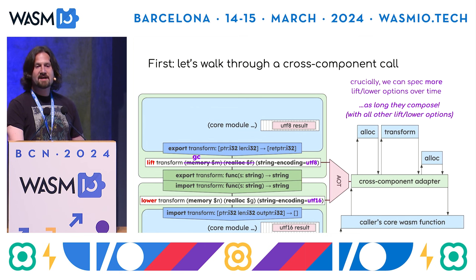So for example, now that WASM GC is at stage 4, it's just a matter of time until we add a GC option. Actually, there's a PR proposing this in progress today. And this GC option would be able to say, instead of the linear memory and allocation function, you can use WASM GC array types and then use the GC to allocate the memory. And the other side's still doing linear memory, and so the component model can make this just work and compose.